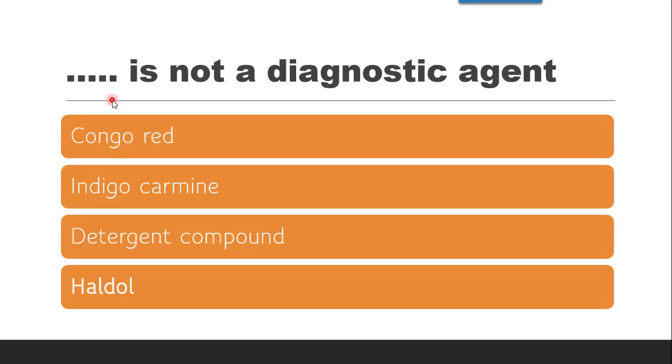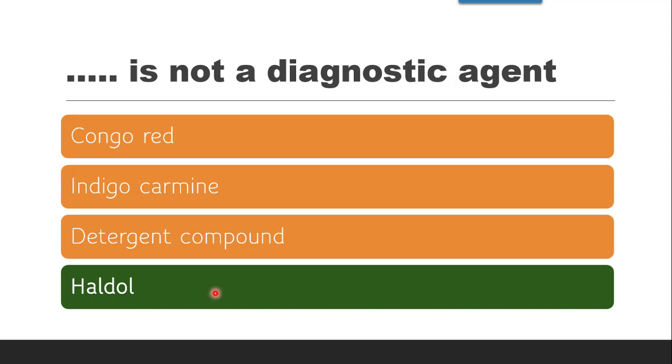Next question is, dash of the following is not a diagnostic agent. Means which of the following is not used as a diagnostic agent? Congo red, it is a diagnostic agent. Second option is indigo carmine, it is a diagnostic agent. Detergent compound, it is also a diagnostic agent. The correct answer is Haldol. Since it's haloperidol, a major tranquilizer, it is not a diagnostic agent.